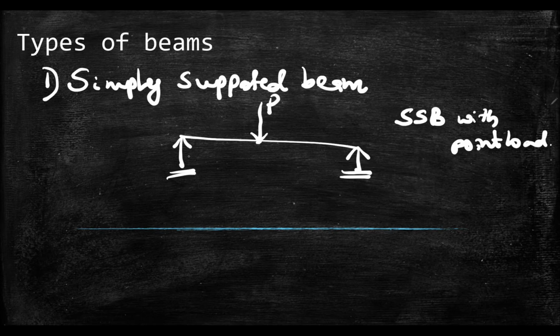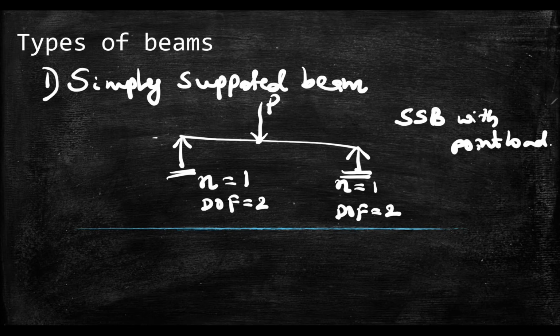How many number of unknowns are there in this? See, here it can move and it can rotate. Number of unknowns is 1. Degrees of freedom here is 2. Number of unknown, the vertical reaction is 1. Degrees of freedom are 2. So total how many degrees of freedom? 4 degrees of freedom in this simply supported beam. Number of unknowns you need to calculate is 1 plus 1, 2. So that is simply supported beam.